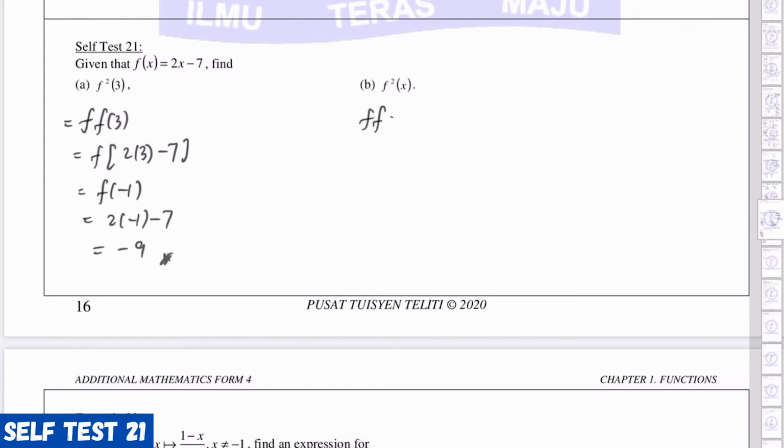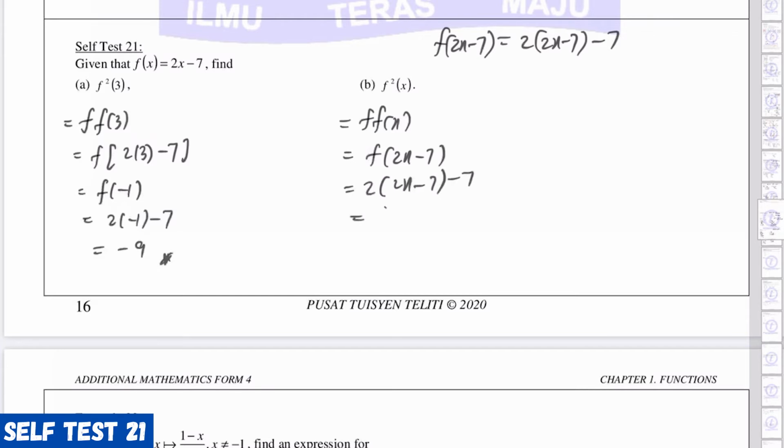Now, how about f2(x)? f2(x) means f(f(x)). So we put 2x minus 7 inside. Again, remember, f(x) is 2x minus 7. If you have 2x minus 7 here, you need to put the same thing here, 2x minus 7. So this is 2(2x minus 7) minus 7, which gives us 4x minus 14 minus 7, 4x minus 21.